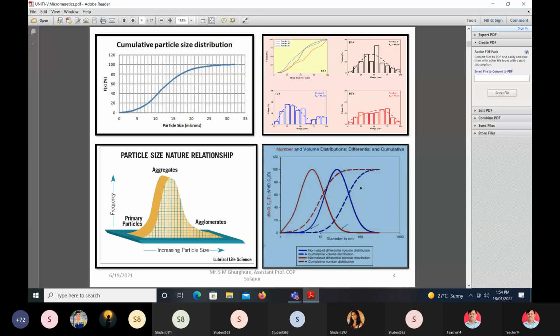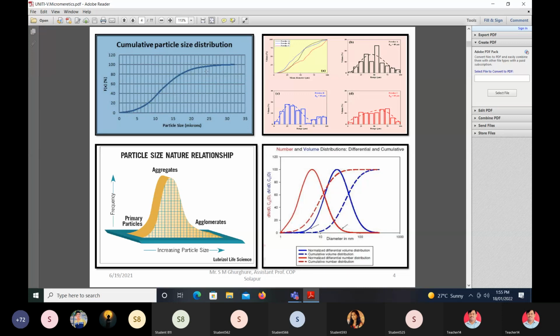And if the particles are distributed with respect to frequency, frequency means what? The total number of particles distributed. We have to count it microscopically, counting the number of particles in different size ranges. Suppose the particle size range is between 0 to 10 micrometer, then you count the total number of particles, how many are between 10 to 20, or 20 to 30, 30 to 40 micrometer, up to 100 micrometer size range particles.